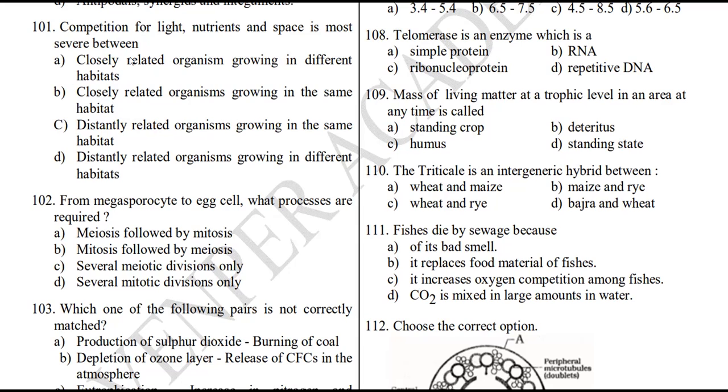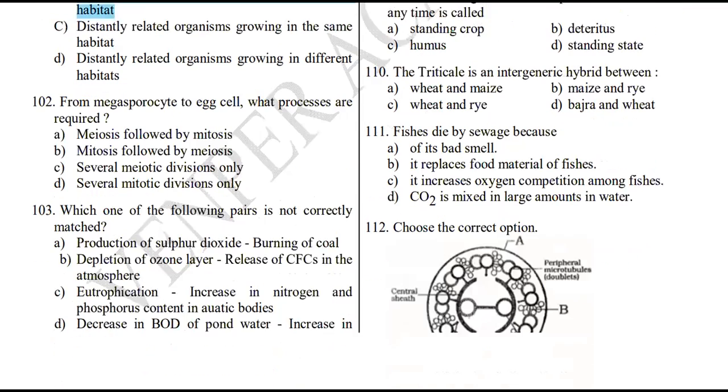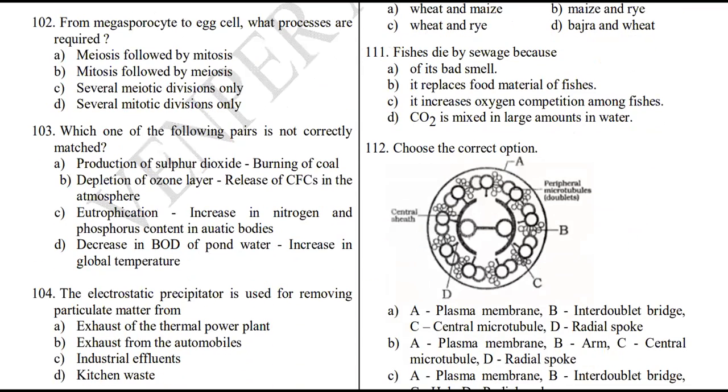Okay, the next question. From a megasporocyte to egg cell, what processes are required? Very important question. How is this process going to take place? First, I already told you, the nucellus is the one which gives rise to the megaspore mother cell, MC. This megaspore mother cell develops from the nucellus, which gives nourishment. And the megaspore mother cell is going to be diploid, so it will undergo meiosis.